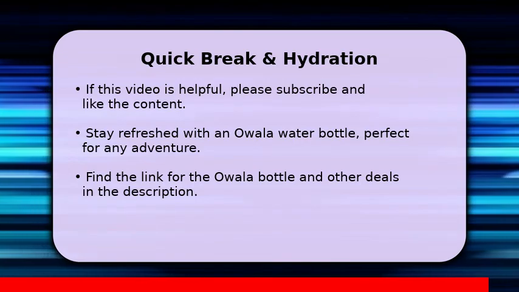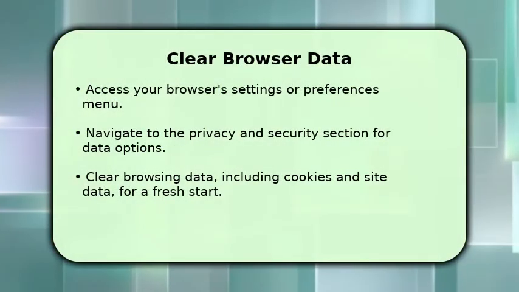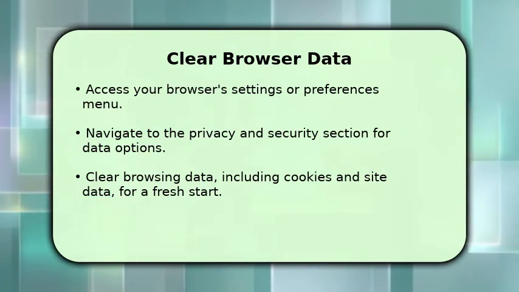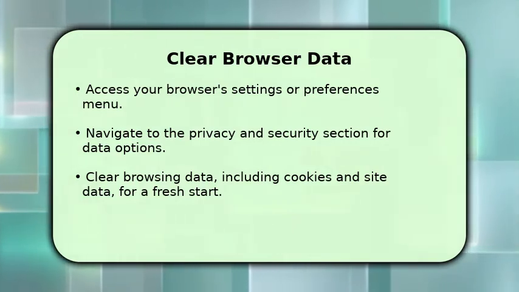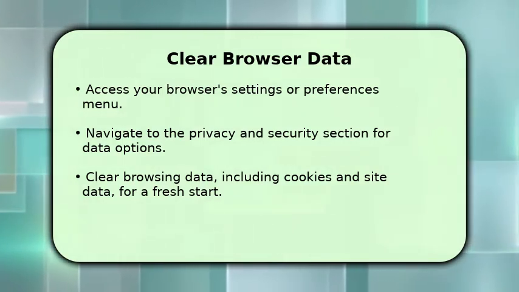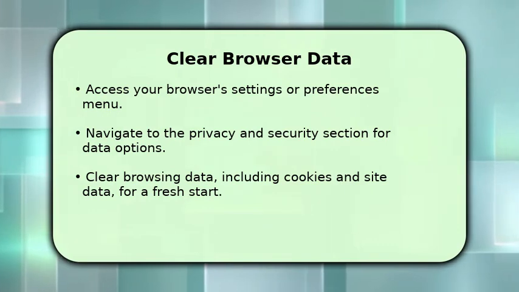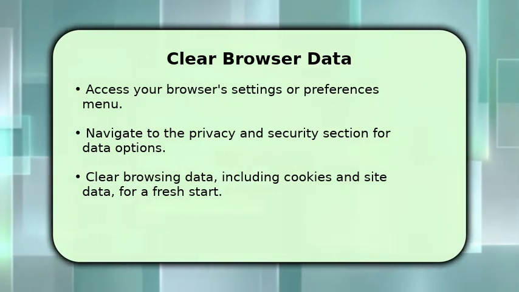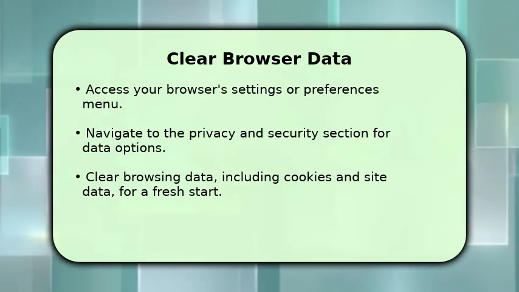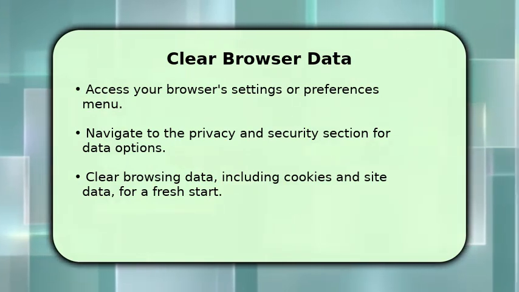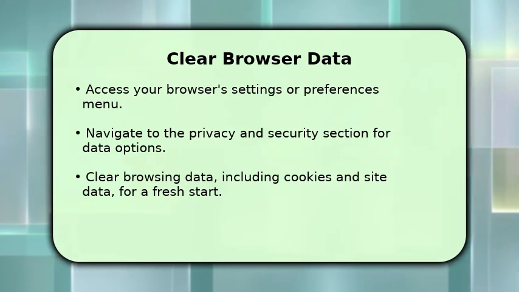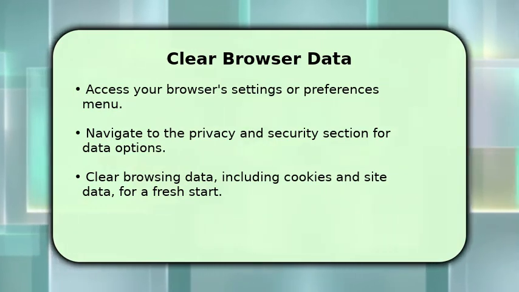Now, let's get back to the video. After removing the extension, you might want to clear any remaining browser data associated with MetaMask for a complete fresh start. To do this, go into your browser's settings or preferences. Look for the section related to privacy and security or browsing data. Here, you can choose to clear cookies and other site data. While not strictly necessary for wallet deletion, it ensures no residual information is left behind.